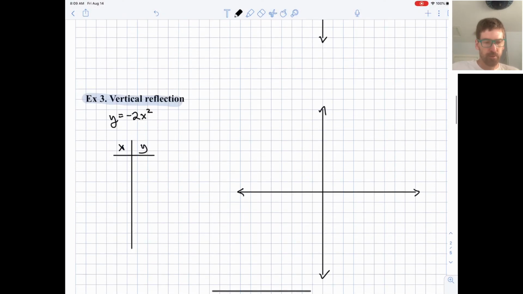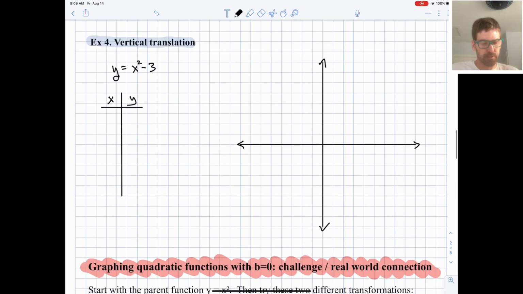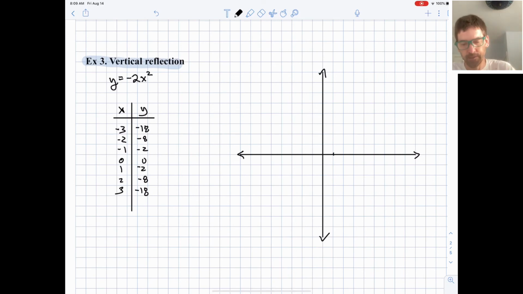We can also do a vertical reflection, let's see here, we got a couple more. Okay, we can do a vertical reflection just multiplying by -2. So same deal, -2, -1, 0, 1, 2, 3. So this is going to be a -18, a -8. We're squaring it and then multiplying by -2. Okay, let's go by ones and let's go by ones here.